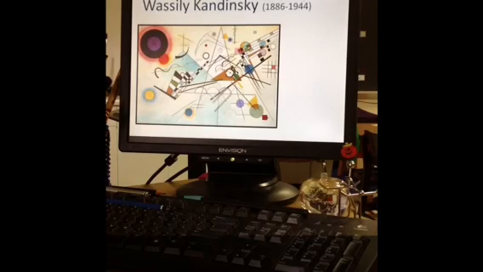So Kandinsky, this one is titled Composition 8. And if you look at it, can you kind of see maybe what kind of music that might sound like? It looks like it's got a lot of movement to it, lots of up and down bursts. It would be a lively piece of music, I would imagine.